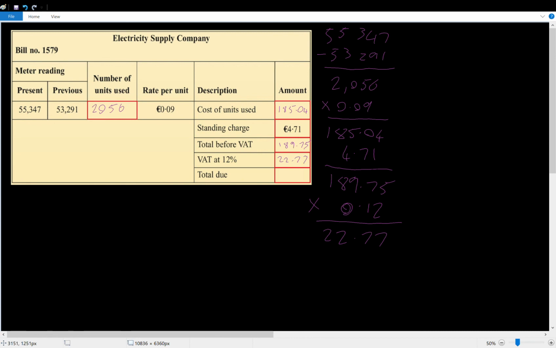So 22.77. And the last thing we need to do in order to calculate our total due is add our total before VAT and VAT together. So we're adding 189.75 and €22.77, and we will get €212.52. So 212.52. And that is how we calculate out a household bill.